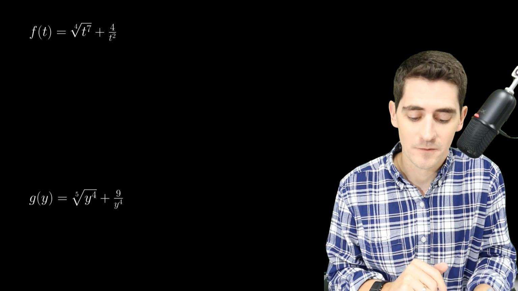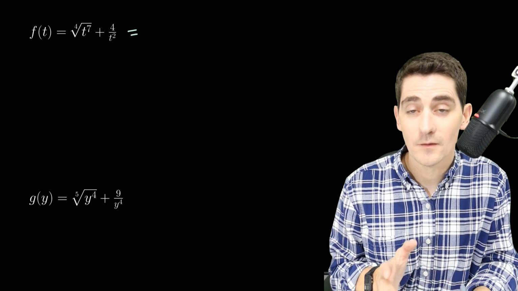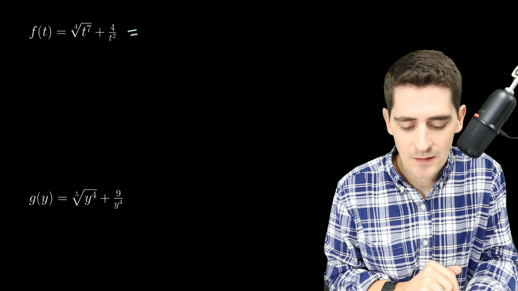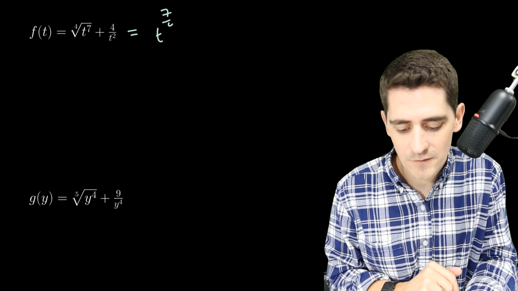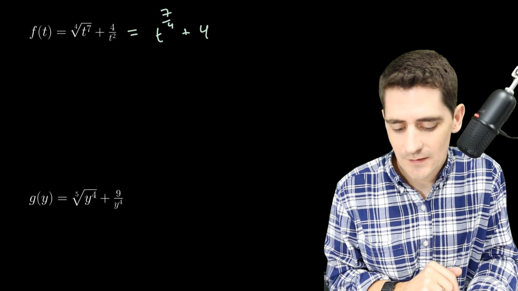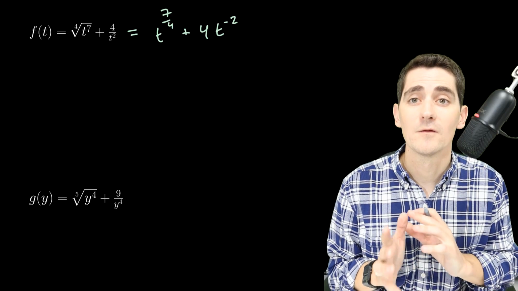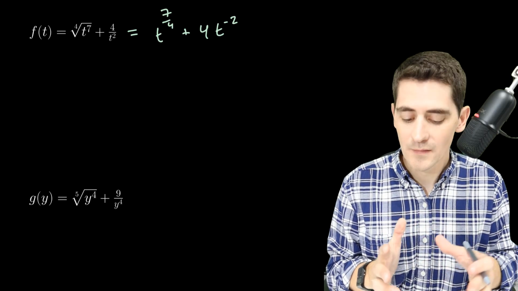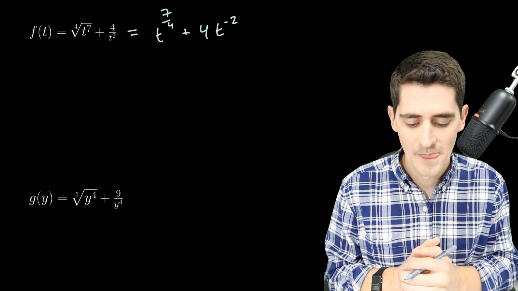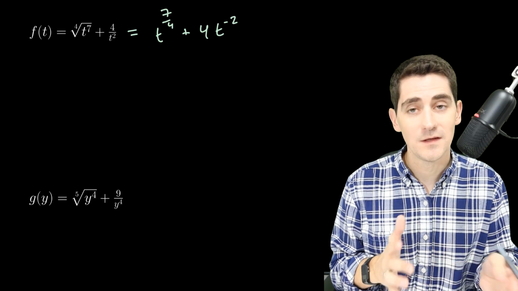F of t this time is the 4th root of t to the 7th plus 4 over t to the negative 2 power. Write everything as an exponent first. So the 4th root of t to the 7th power is the same as t to the 7/4 power. Please just get familiar with how to convert things to exponent form. It makes your life a whole lot easier here. And then 4 over t squared is t to the negative 2.